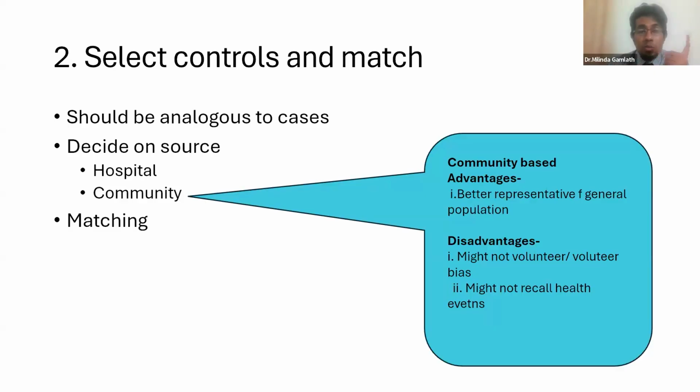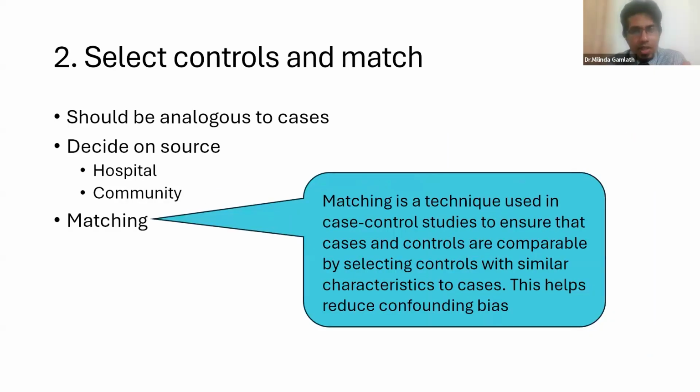Then there is something called matching, which we do for case control studies. Just know this is a technique which we use to try to make the controls as analogous to the cases as possible. So we purposefully choose the controls. If the cases are mainly aged between 20 to 25, we try to select controls also between 20 to 25. That is an oversimplified example.